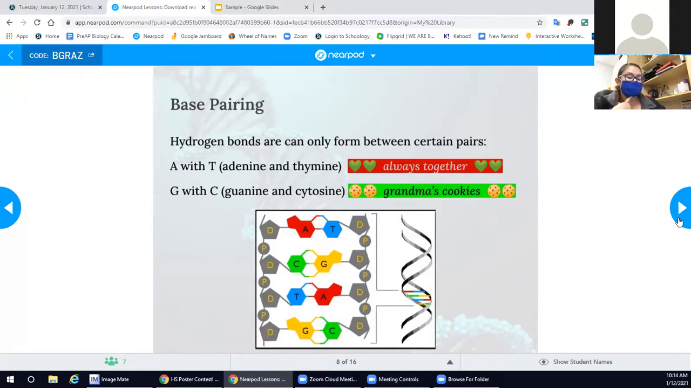And then guanine and cytosine stand for grandma's cookies. Again, G and C are always going to go together. You will always see them together.